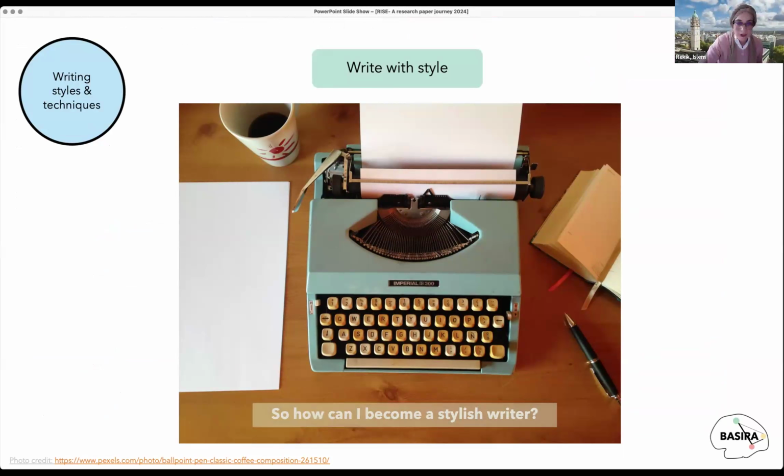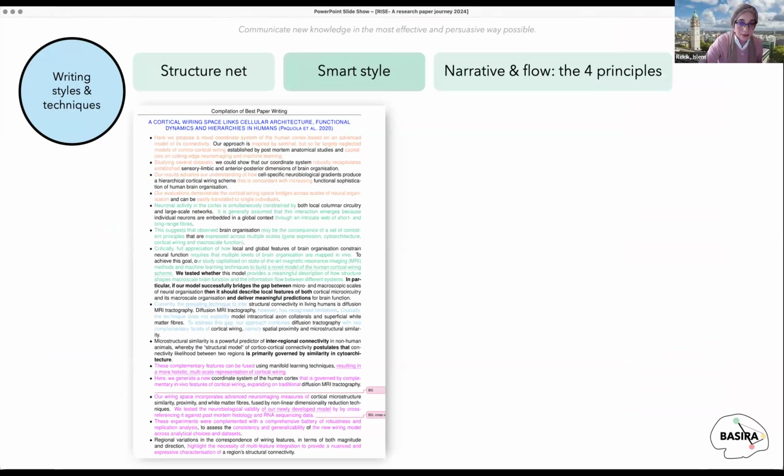So first, I would recommend all of you prepare a compilation of best paper writing. You select the best papers that you feel are really well written. I love how they're written. I love this sentence. I love this verb. I love this argument, this logical connection, right?